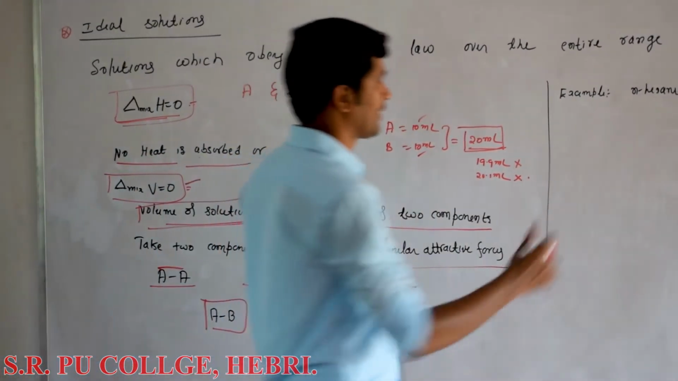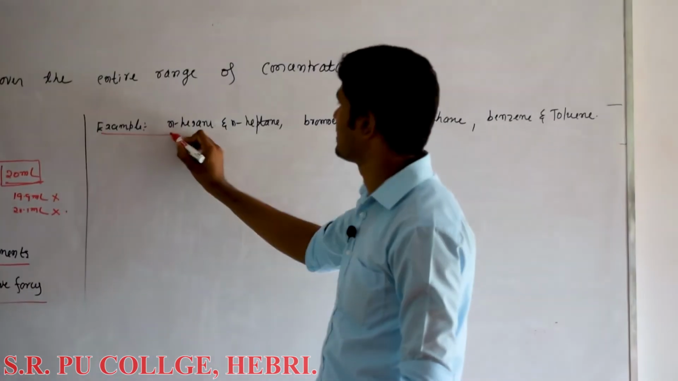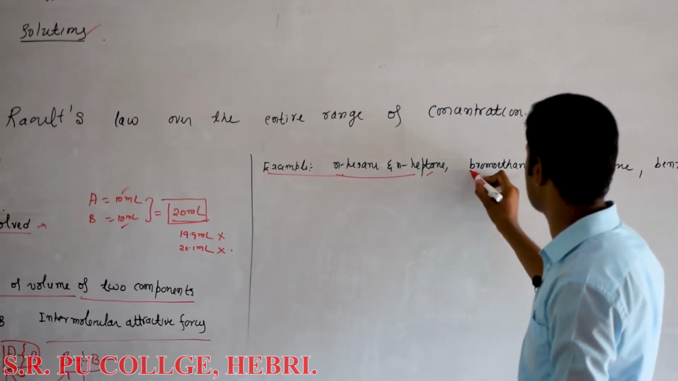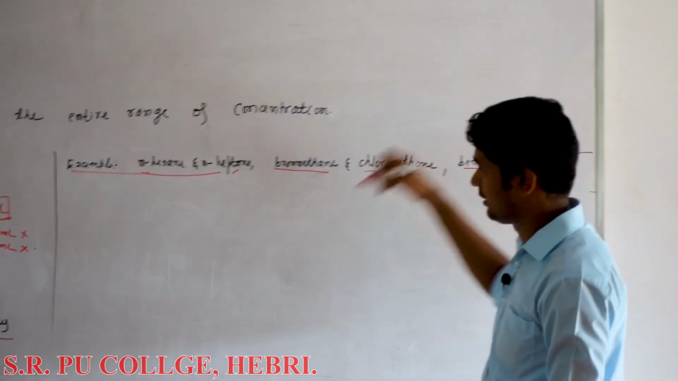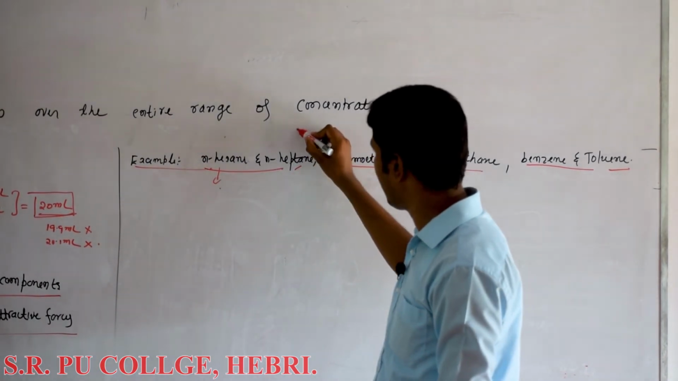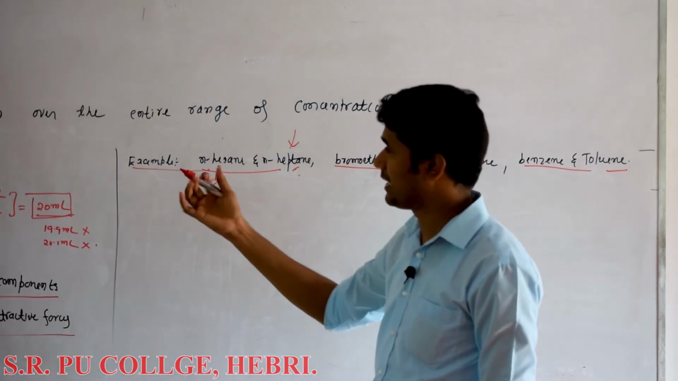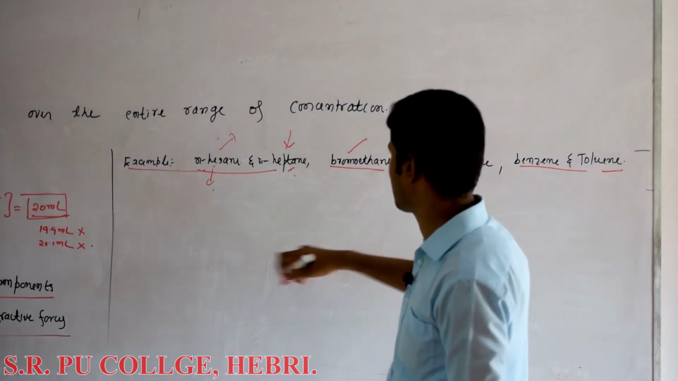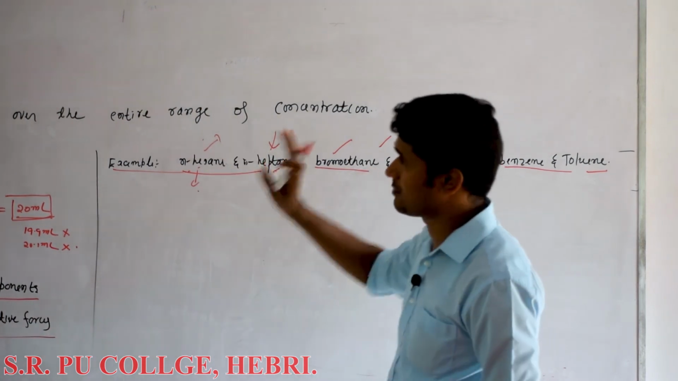Next, examples. Practically, no perfectly ideal solutions are present, but some somewhat obey Raoult's law. The first example is a mixture of n-hexane and n-heptane. The second example, a mixture of bromoethane and chloroethane. The last one is benzene and toluene. Here, the intermolecular force of attraction between n-hexane molecules, between n-heptane molecules, and between n-hexane and n-heptane are all the same. That's why they behave like ideal solutions. In the other two examples also, you can explain the ideal behavior based on intermolecular attractive forces. Okay, this is about ideal solutions.